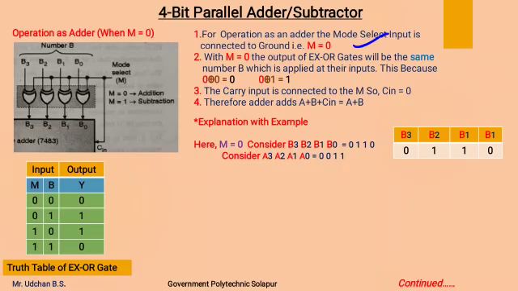Now when M is 0, the output of the XOR gates will be the same as the number B, which is applied at their inputs. This is because 0 XOR 0 will give you 0 and 0 XOR 1 will give you 1. Now we will see here that the mode select input is made 0, that is, each XOR gate will have a 0 input over here. This is the 0 input, this is the 0 input, and this is the 0 input, and the other inputs are B3, B2, B1, B0.